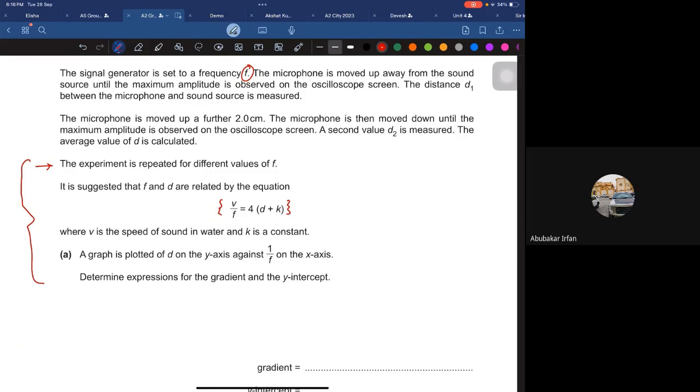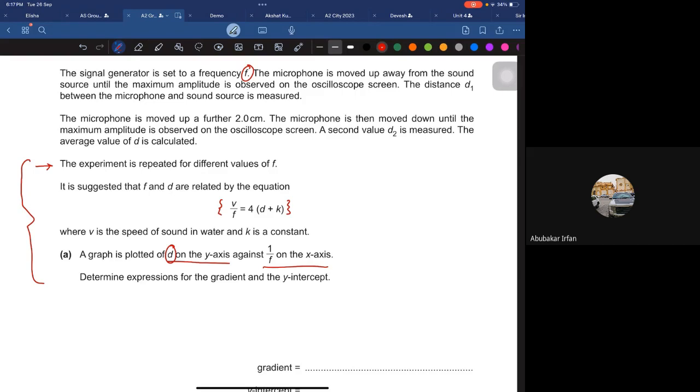Anyway, so it says that a graph is plotted of d on y-axis, right? So this is important, and 1 upon f on x-axis. So this is something you guys need to look for. Now, if you remember paper 3, we used to compare equations like these with y equals mx plus c. We're going to do the same, right? So before that, I want to make sure that I have d as the subject, because every time you have to put something on the y-axis, that must be made the subject, right?